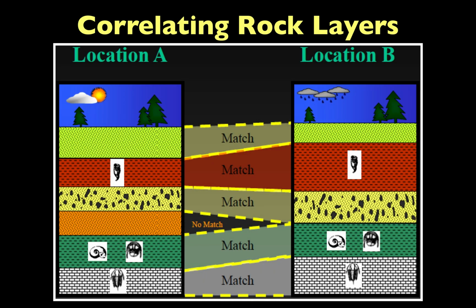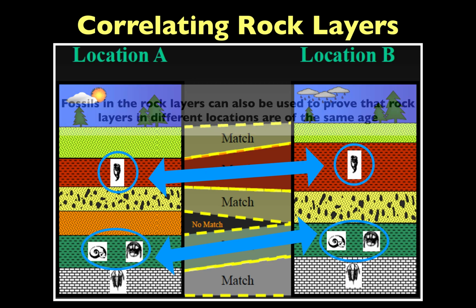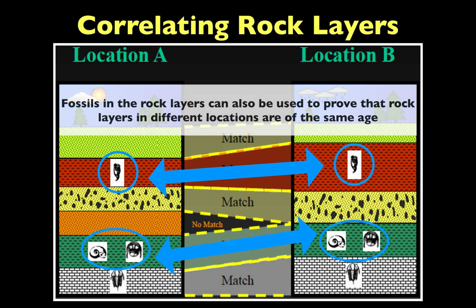Now, looking at this diagram, we can also look at the fossils that are within the rocks. Fossils can also be used to correlate rock layers. The rock layers that are green in both location A and location B have the same fossils. Same thing for the rock layers that are red. This also tells us that these rocks in two different locations must have formed at the same time if they contain the same fossils. So fossils can also be used to prove that rocks are of the same geologic age in different locations.